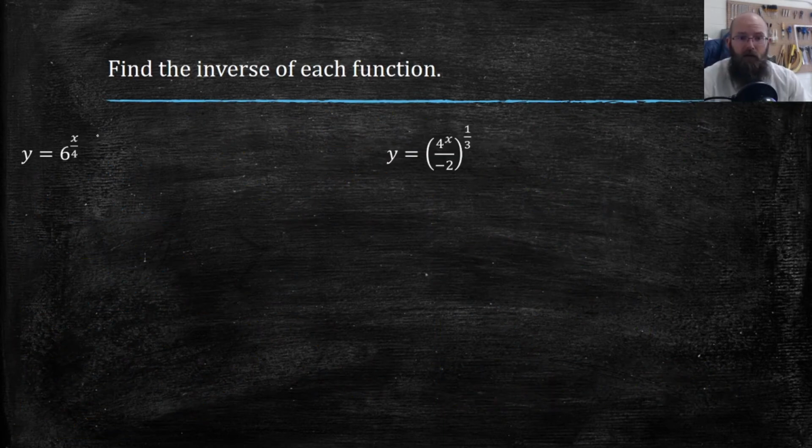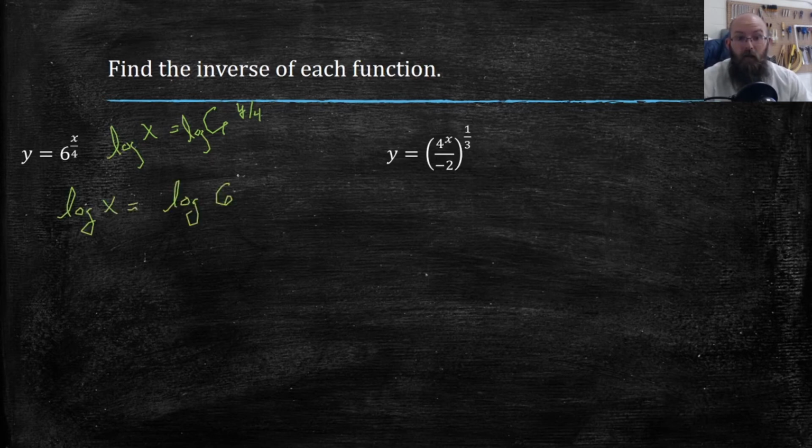All right, finding more inverses, starting off with exponential functions. I switch my X and my Y, so that's X equals 6 to the Y over 4. Let's bring in a log. This time, let's use common log, bringing in a common log on both sides. So now I have log of X equals log of 6 raised to the Y over 4, but I have the power property. Sweet, that little sucker means I can move my exponent down in front. So let's do that.